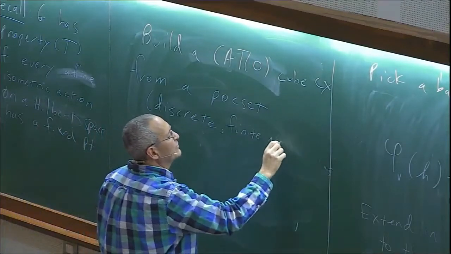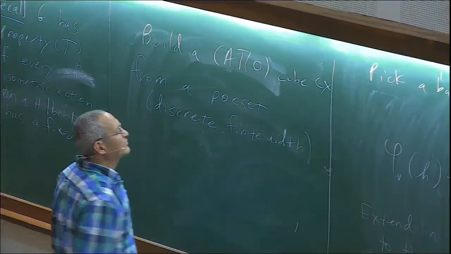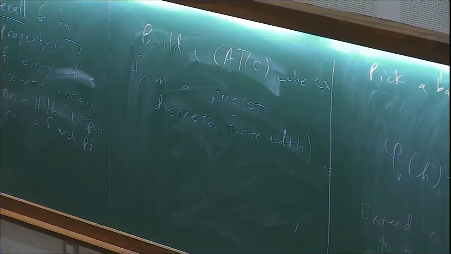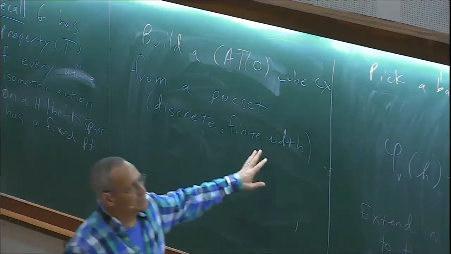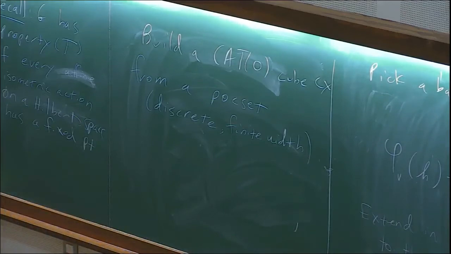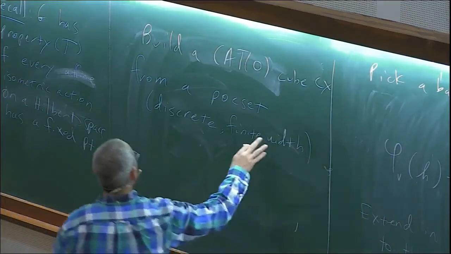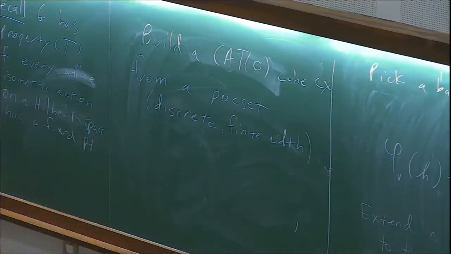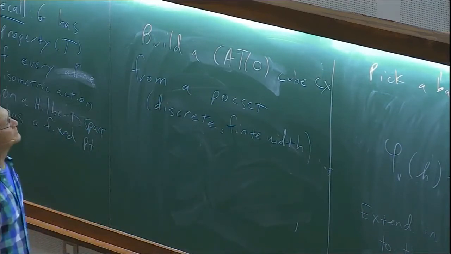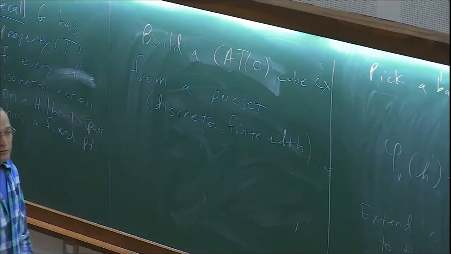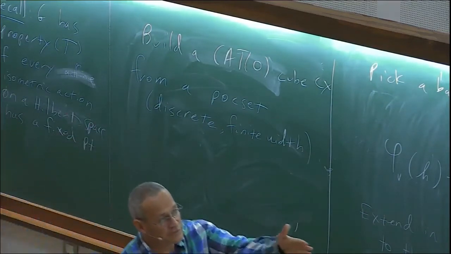It makes the exercises a little bit easier. You can do it without it. If you're talking about a space with walls, you don't need the finite width, but it'll be instructive just to think about that. Okay? So you want to build a CAT(0) cube complex. You want to find these missing cubes that aren't there when you look at those families of lines.